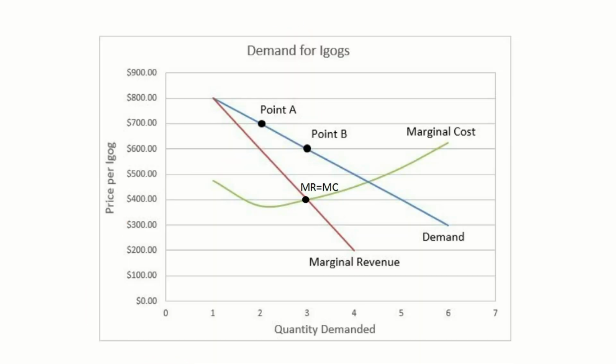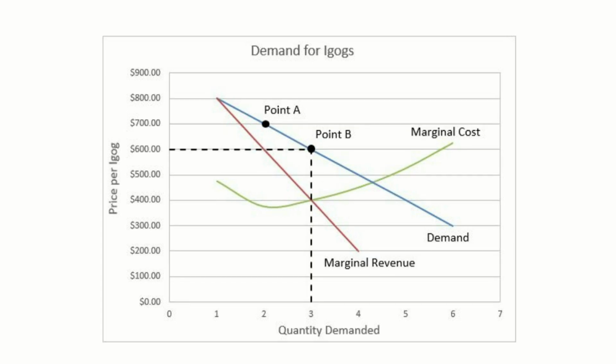How will you price your iGogs if you want to maximize your profit? Well, that depends on your marginal cost curve. So I've added a marginal cost curve to graph 3. Note that the marginal cost equals the marginal revenue when three iGogs are produced. What would people be willing to pay if you produce three iGogs? Well, the demand curve is used to determine the price at a given output. So at three iGogs, you would be able to charge $600.